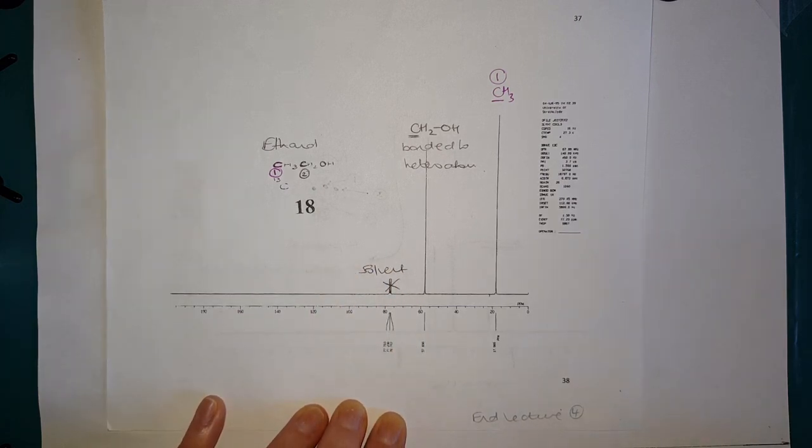So that ties up lecture 4, and we'll start the next lecture, which will wrap up the course by looking at some more examples of carbon NMR spectra.